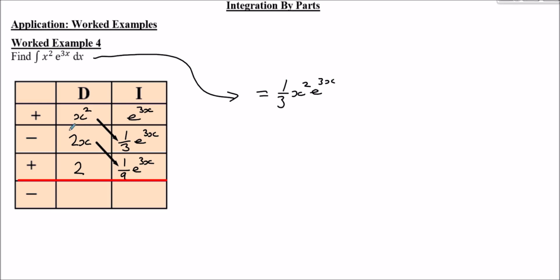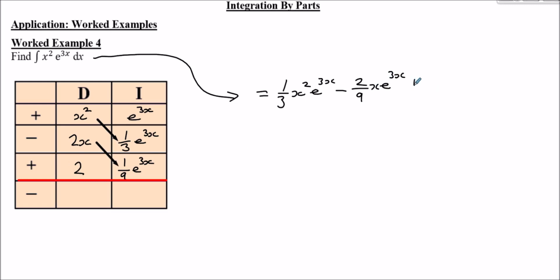Then this 2x, consider that minus is attached to it. So I've got minus 2x multiplied by 1/9 e to the 3x. Hence minus 2/9 x e to the 3x. And then we're going to take the integral of this final row.